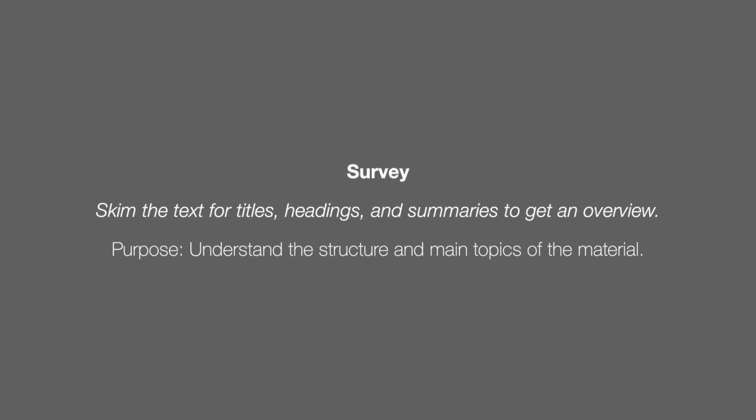So S stands for survey. In this step, you want to skim the text for titles, headings, summaries to get a really quick overview. The purpose is to understand the structure of the thing that you're about to read, know what the main topics are just from looking at the headings and what's being presented to you visually. Now, how are we going to do this with AI, you might ask?